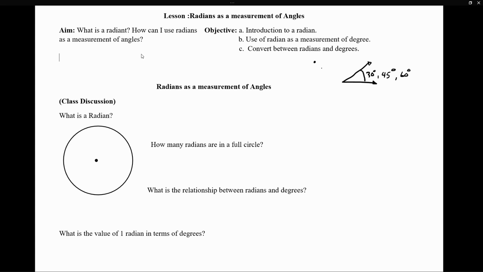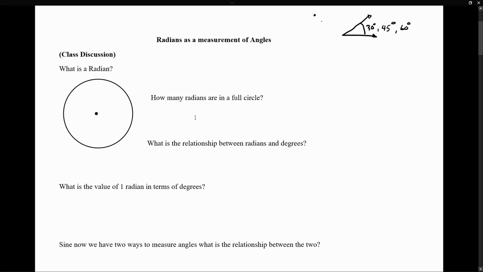But today, we're going to talk about a different way to still measure the same angles. And that is what we're going to refer to as a radian. So what exactly is a radian? Well, let's define it using the following idea. A radian occurs whenever we have a circle.